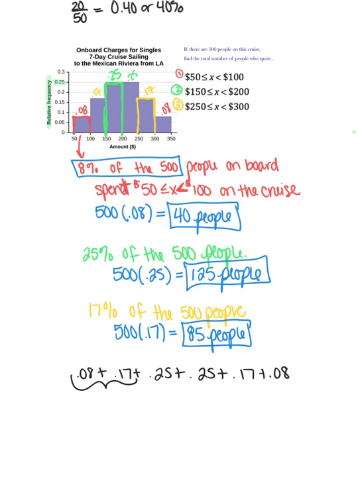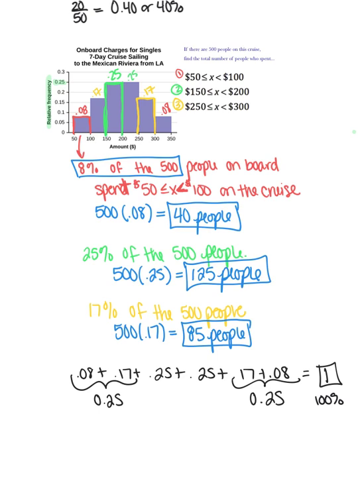And you can see 0.08 and 0.17, well, that's 0.25. So I've got 2 of those when I combine those, giving me 1, 2, 3, 4 0.25s. They all add up to 1, which is good. That translates to 100% of the data being accounted for in this relative frequency histogram.